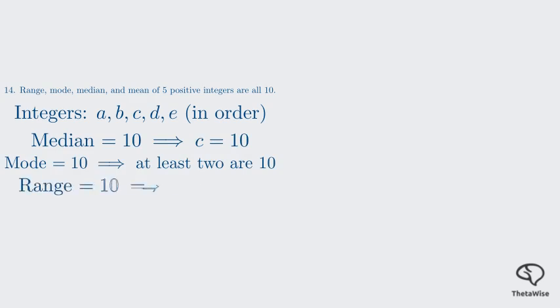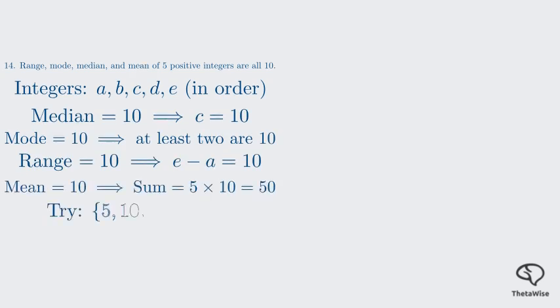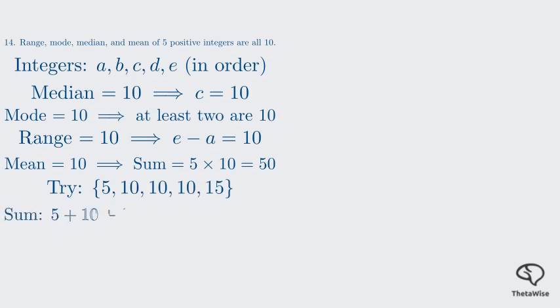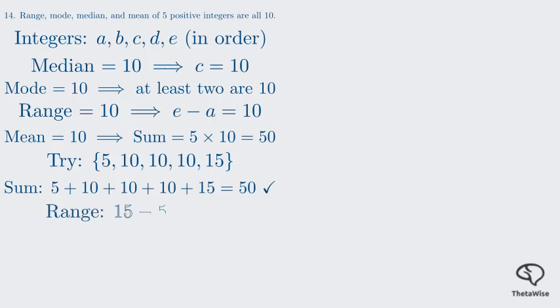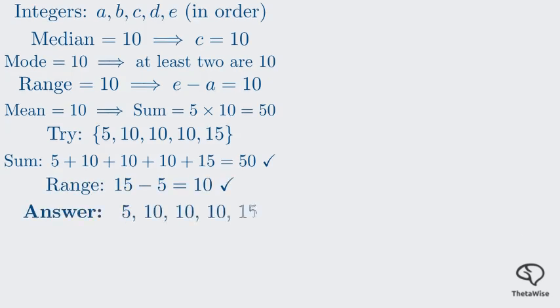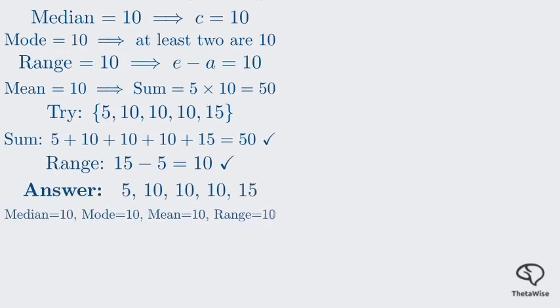The range is 10, so E minus A equals 10. The mean is 10, so the sum of the 5 numbers must be 50. If we have a set like 5, 10, 10, 10, 15, the sum is 5 plus 10 plus 10 plus 10 plus 15, which is 50. The range is 15 minus 5, which is 10. This set works perfectly. All 5 conditions are met. There are other possible sets, but this is the most straightforward one.